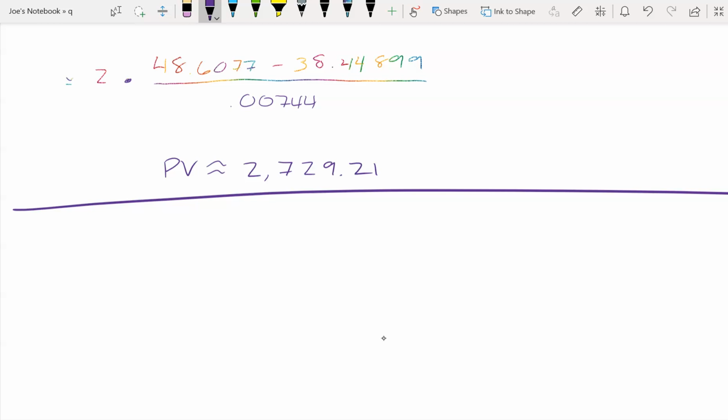This one's germane for this. That's the formula for the future value of an increasing annuity. So I'm writing down some of those at the same time.